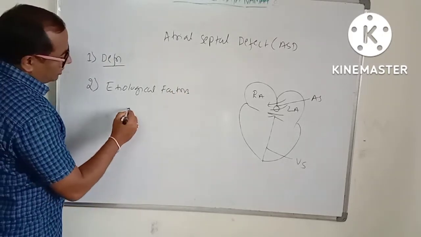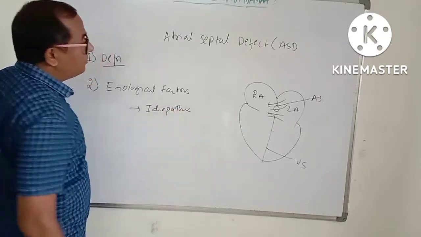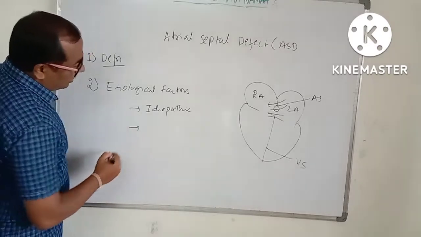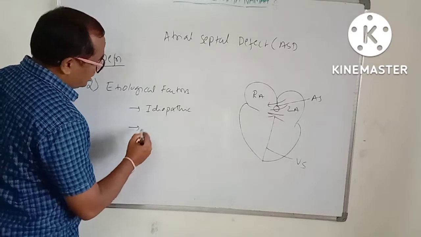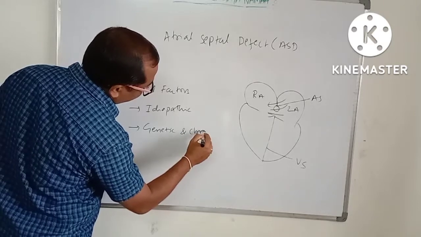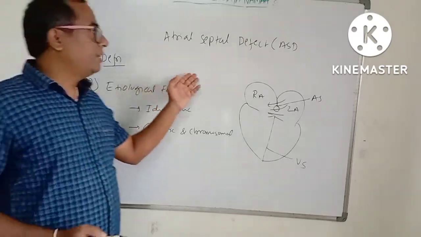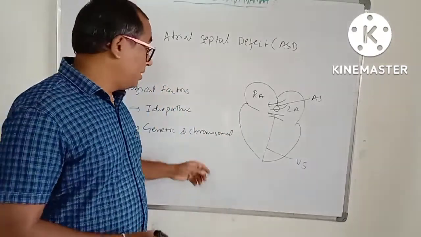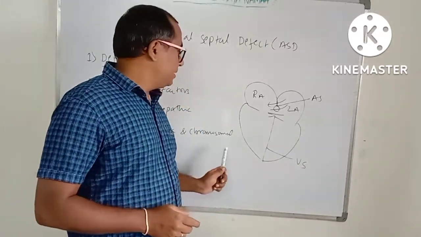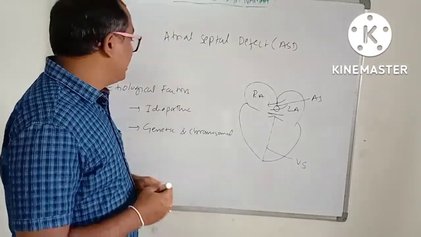So etiological factors: first of all, the cause is unknown. It is known as idiopathic. The exact cause of atrial septal defect is unknown. Other factors associated with atrial septal defect are genetic factors and chromosomal abnormality. Atrial septal defect is most commonly associated with chromosomal abnormalities like Down syndrome, Turner syndrome, and Klinefelter syndrome. Whenever there is a chromosomal abnormality, those conditions are associated with congenital heart disease such as atrial septal defect.